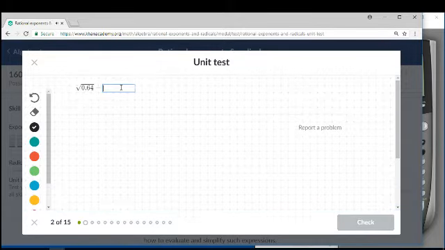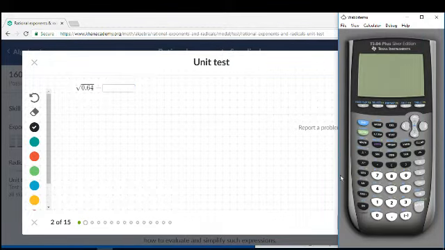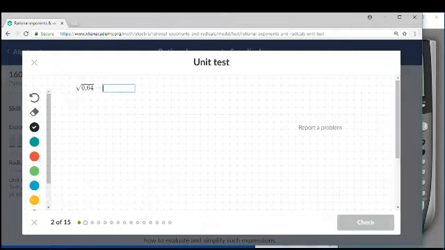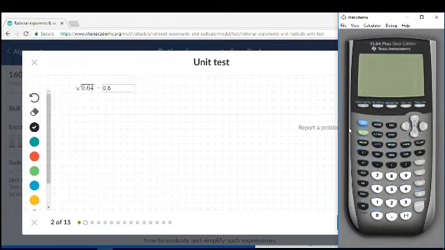All right, so the square root of 0.64. All right, so the answer is going to be 0.8. But that's just from me memorizing times tables, knowing how decimals work. Don't take my word for it. You have a calculator emulator, the square root of 0.64. That's 0.8, all right?